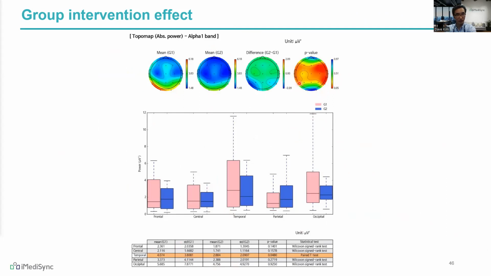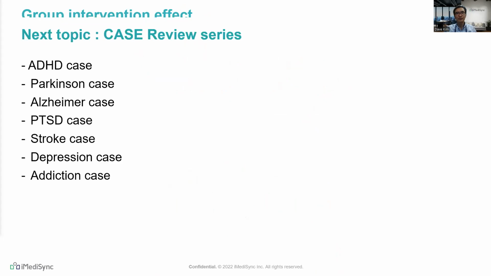After the cognitive training, the slow alpha, this is the alpha 1, slow alpha activity is decreased, especially in this post temporal area. This is the pre and this is the post, and we can find the temporal area is significantly changed after the cognitive intervention. All this kind of intervention effect, we can easily get the result from the iSyncBrain research functionality on the cloud platform.